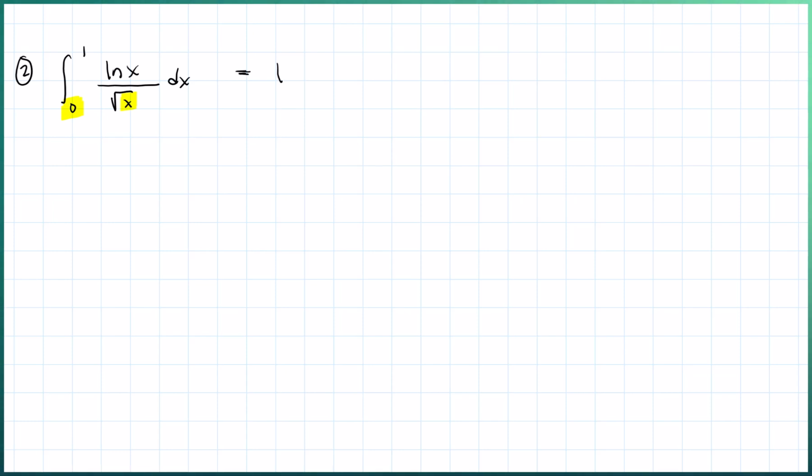So we're going to take the limit of the integral from t to 1. We're going to let t be approaching 0. This time we're going to be coming from the right side of 0 because our interval is from 0 to 1. So we're going to be coming from the right side of 0 of the integral of the natural log of x over the square root of x dx.